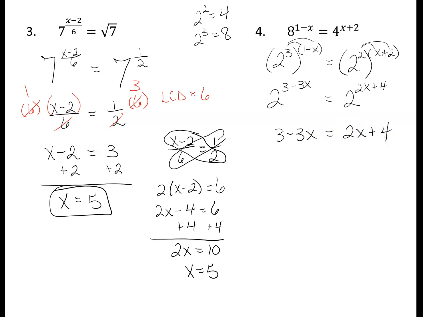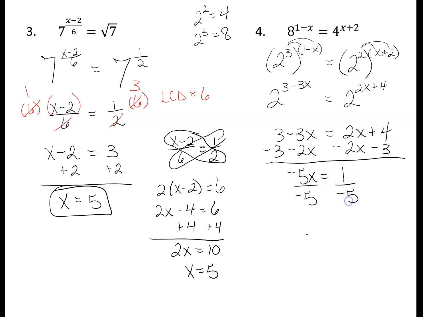And solve for x. I'll subtract 2x and subtract 3. You could go the other direction if you prefer. That's going to give me a negative 5x, and 4 minus 3 will be 1. So I'm going to divide both sides by negative 5. And this time I end up with a fraction answer, negative 1/5.